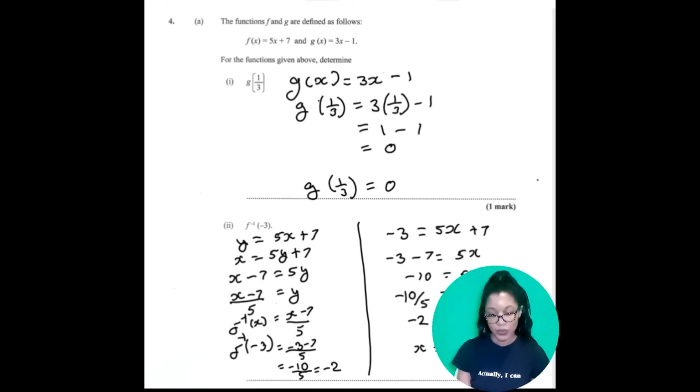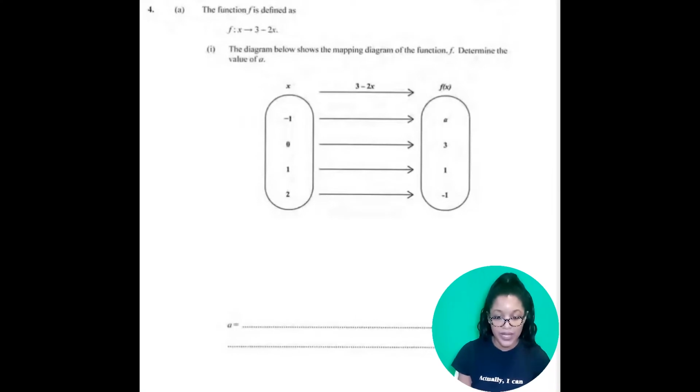Okay, so let's move on to the next question. The function f is defined as f of x is equal to 3 minus 2x. The diagram below shows the mapping diagram of function f. Determine the value of a. So we see the domain, and then we see the codomain, which is f of x, and the mapping, which is the function, is 3 minus 2x, right?